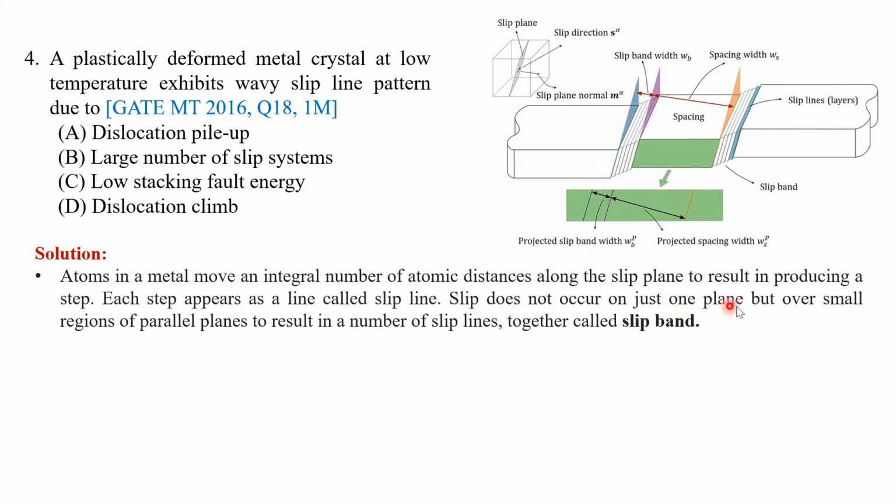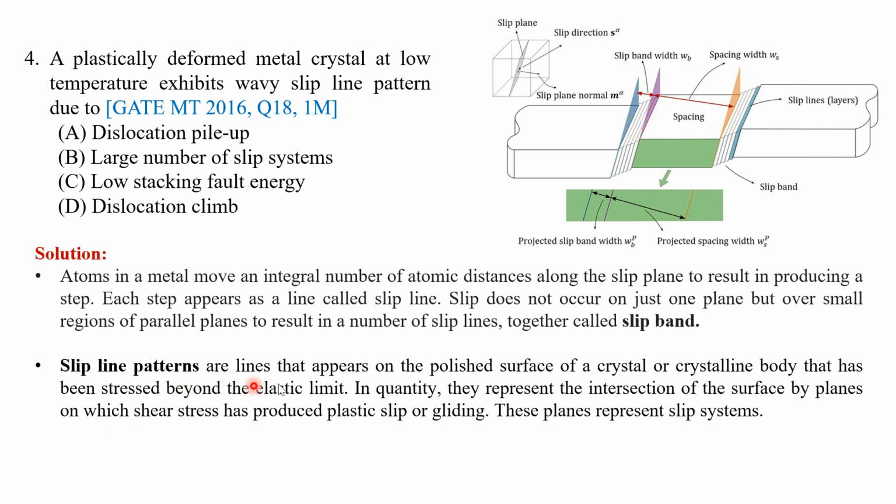Slip does not occur just on one plane but on very small regions of parallel planes, resulting in a number of slip lines. In a material there are many slip systems. A slip system is a combination of a family of planes and a family of directions. However we apply the force onto the material, there will always be a resolved shear stress. When the value of this resolved shear stress reaches a critical value, slip will start propagating on that particular plane, and hence there are multiple slip systems. These propagations start and multiple slip lines are formed, and together they form the slip band. So this is the slip band width.